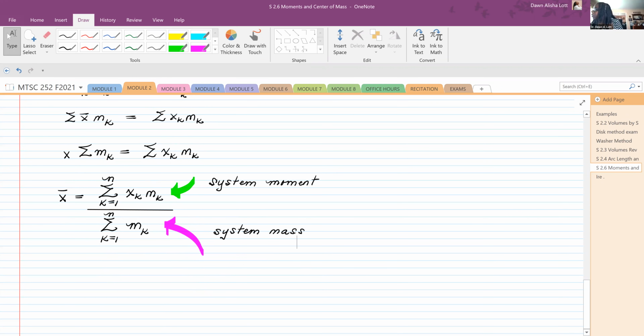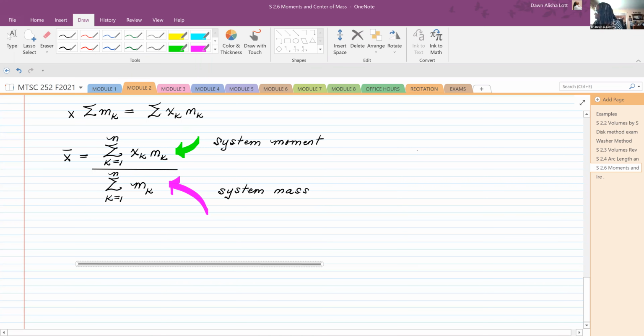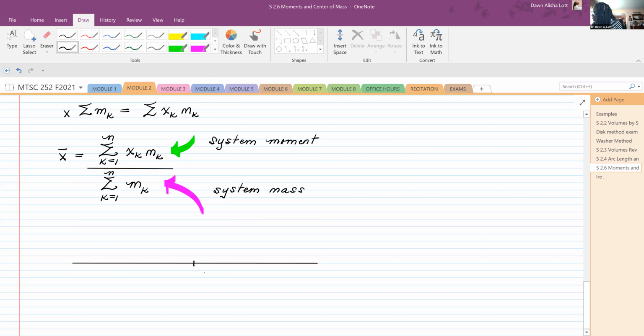Okay, so let's say I have here's my bar. Here's 0. I have a mass M1 and it's located at, let's say, -3. I have a mass M2 that's located at 2, and I have a mass M3 that's located at 5.